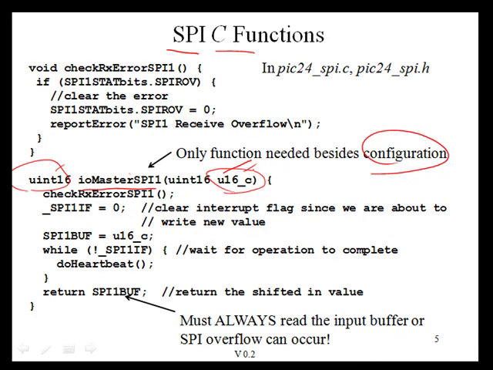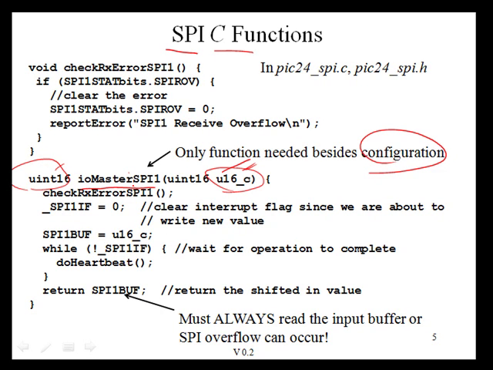This is declared as a 16-bit variable because a SPI port can actually be configured to do either 8-bit or 16-bit transfers, so that's why we're passing in a 16-bit value. Typically we're going to use 8-bit transfers in our examples. This is called IO Master SPI 1 because some PIC24 devices have more than one SPI port. So this is going to be the function for the first SPI port in the device.